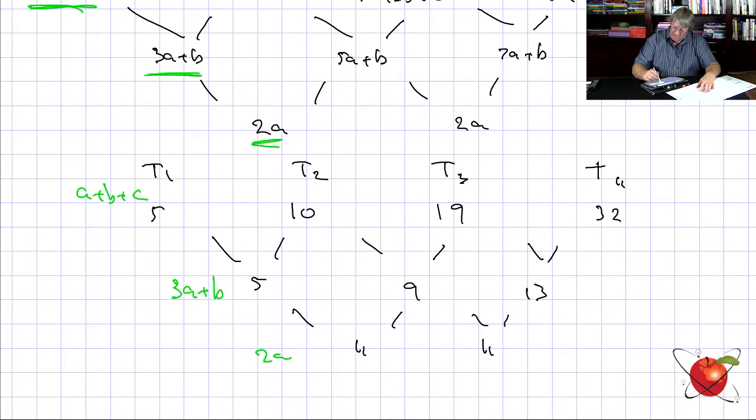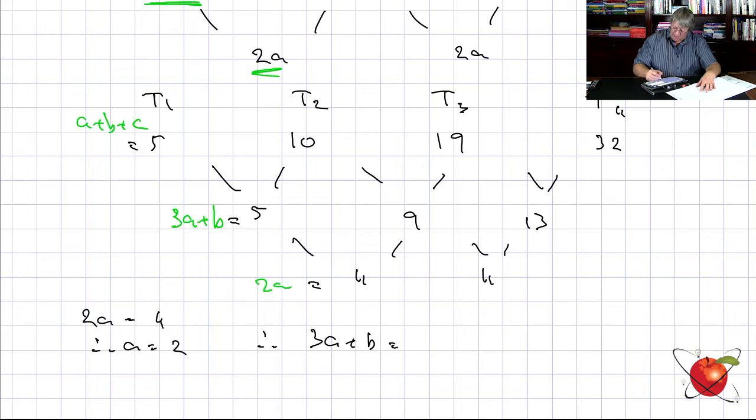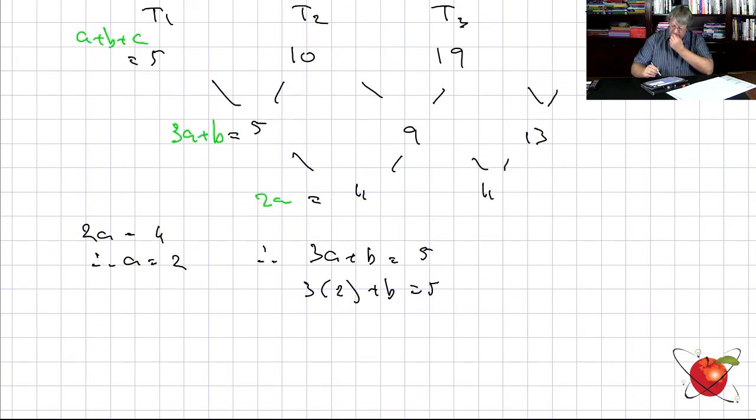So therefore, I can say 2A, we can equate them. 2A equals 4. 3A plus B, and that must be equal to that. So 2A equals 4. Therefore, A equals 2. Right? Now go back up. Therefore, 3A plus B must be equal to 5. Therefore, 3 times 2 plus B must be equal to 5. All right? You see that? 3A plus B, 5. Therefore, B is going to be equal to minus 1.